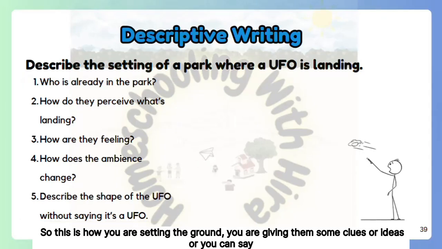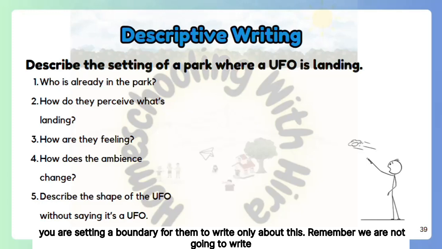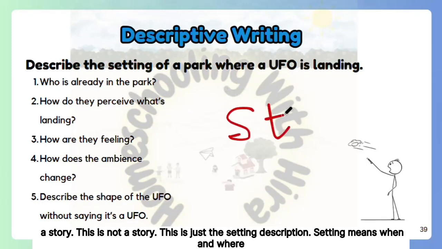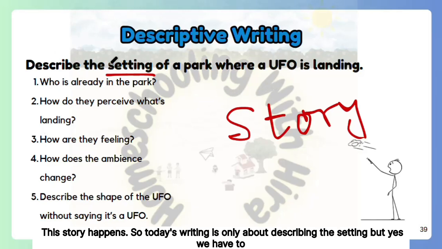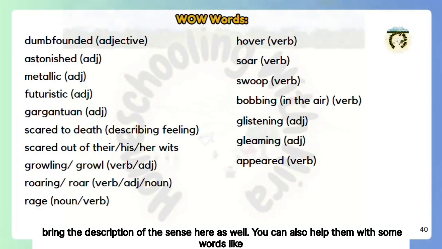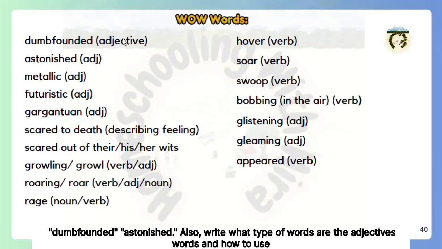So this is how you are setting the ground. You are giving them some clues or ideas, or you can say you are setting a boundary for them to write only about this. Remember, we are not going to write a story. This is not a story. This is just the setting description. Setting means when and where the story happens. So today's writing is only about describing the setting, but yes, we have to bring the senses description here as well. You can also help them with some words like dumbfounded, astonished. Also write what type of words they are, adjectives, verbs, and how to use them.